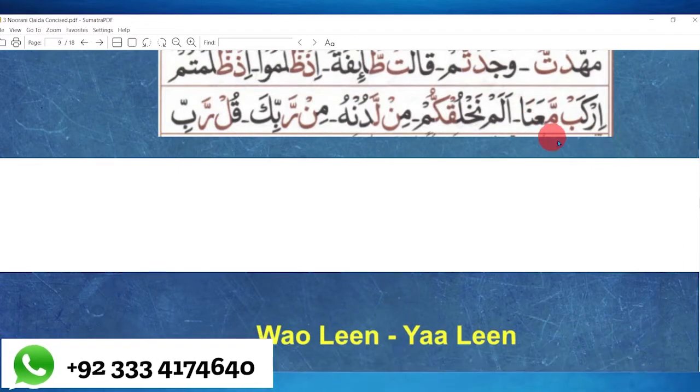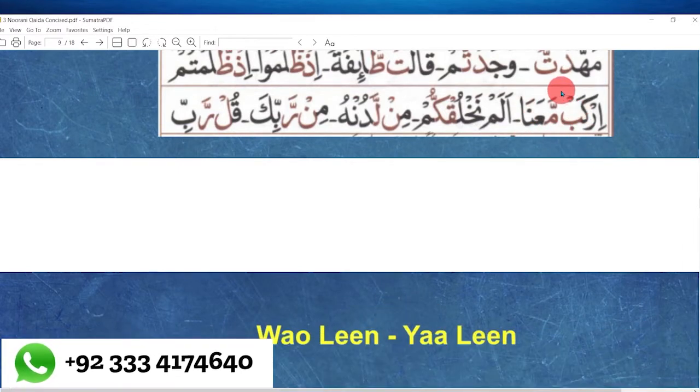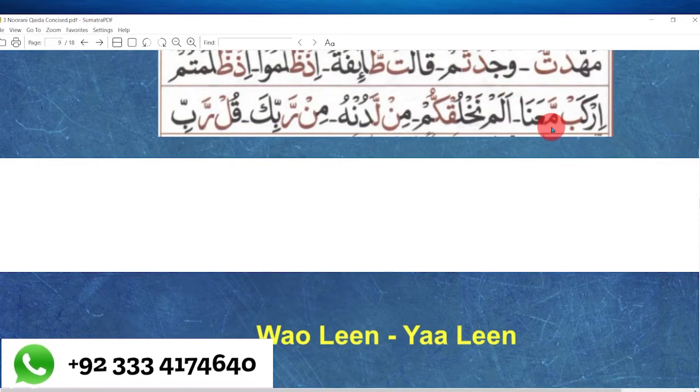Irkam ma'ana. Ba will be skipped. Kaf will be directly connected with meme, and since meme has a tashdid, we will also apply gunna here. Alam nakhlukum. This qaf will be skipped. La will be connected with this kaf. Milladunhu. Noon will be skipped. Lam will be connected directly with meme.